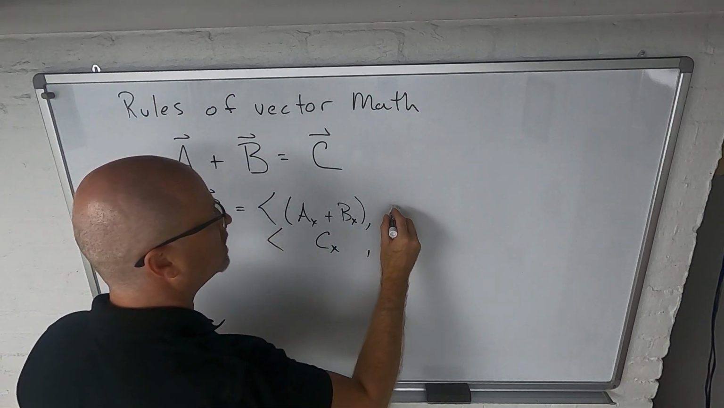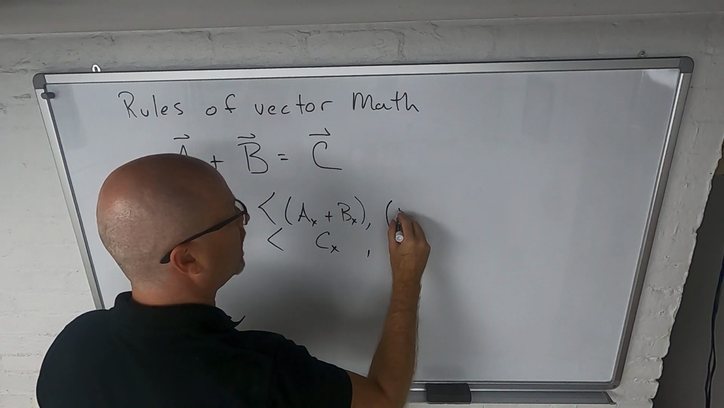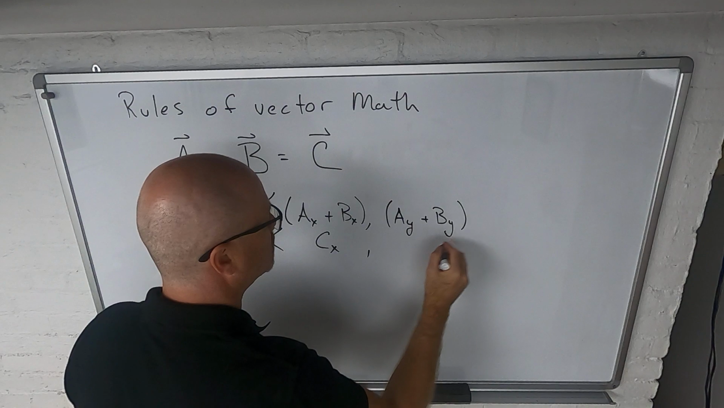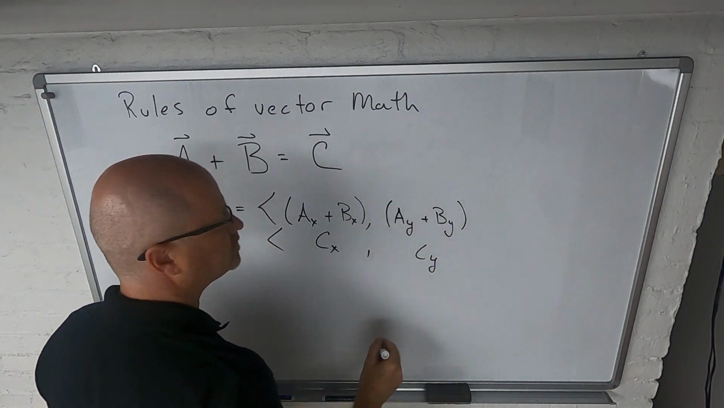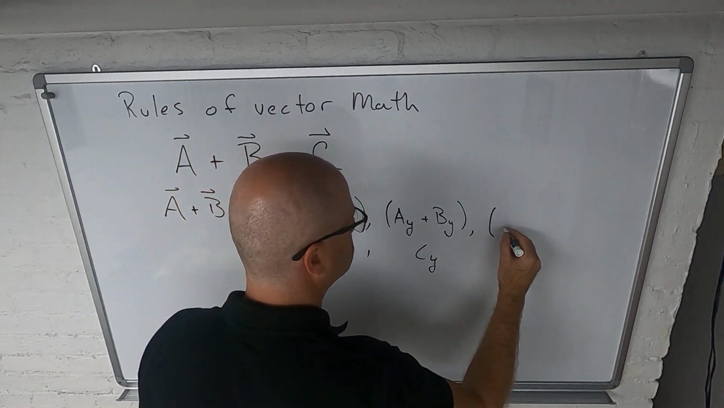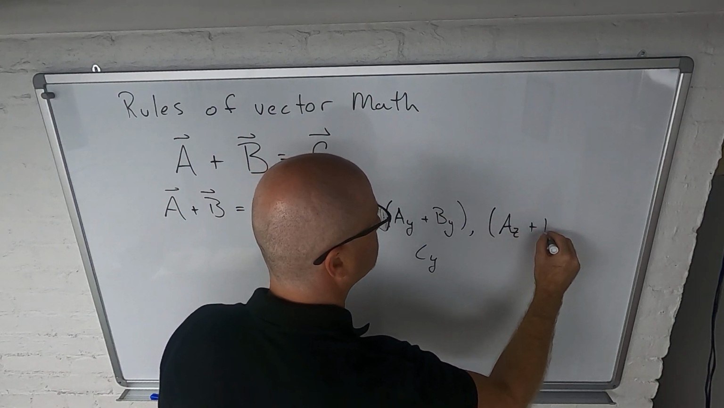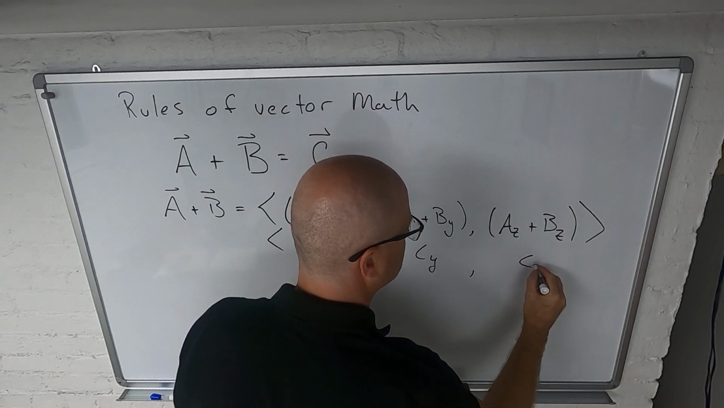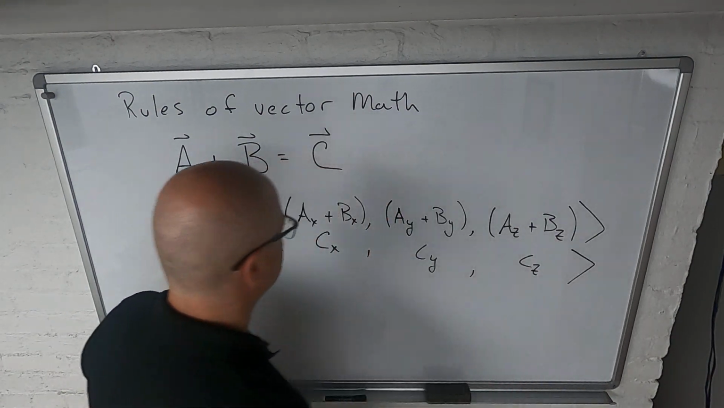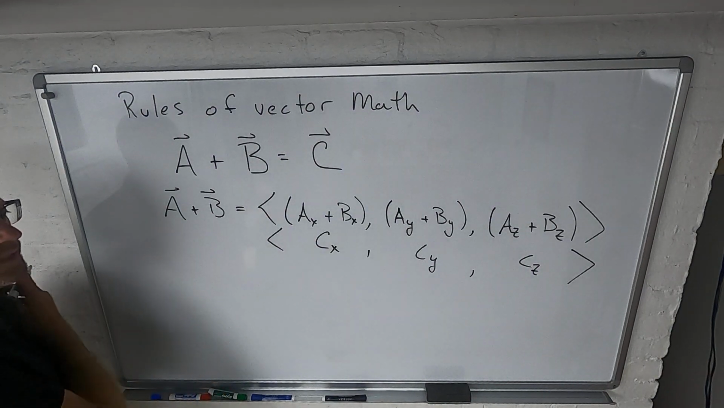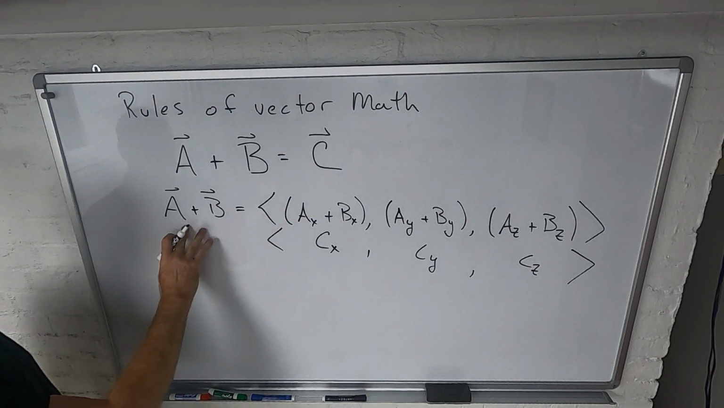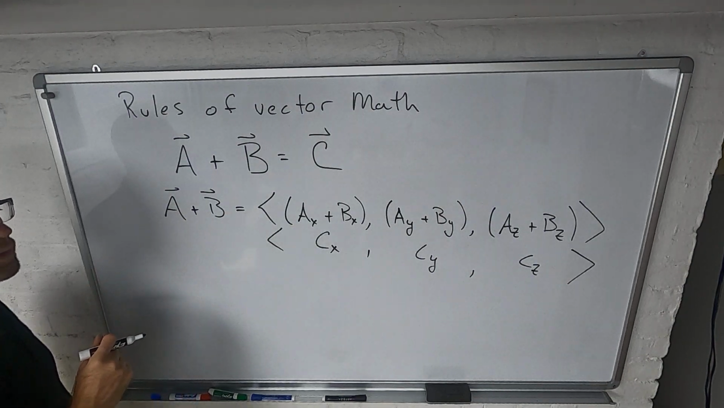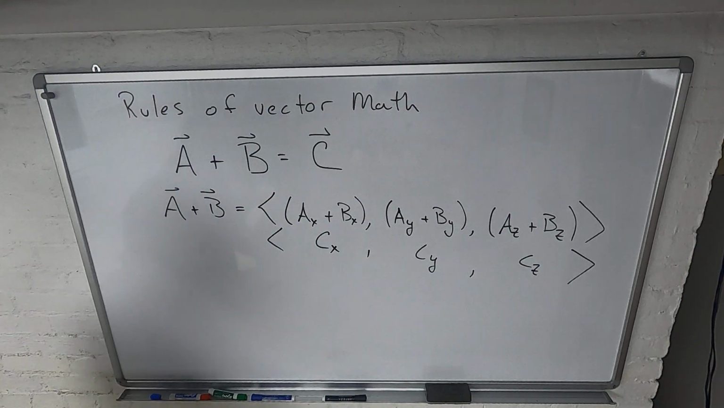Just write it here like this. And then I have ay plus by. That's going to be the component cy. And I have az plus bz. And that is, of course, going to be cz. So now you can see, no pun intended, that we have a way of writing down for each component of each vector a simple rule that says this is how you add vectors.